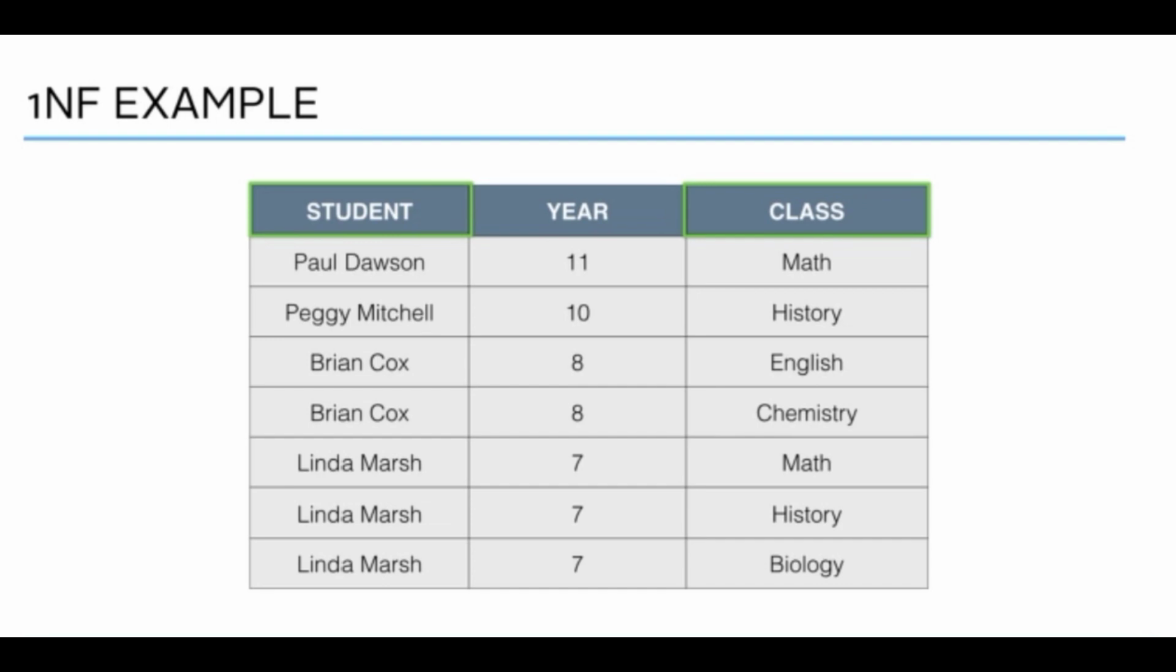So we have a primary key, we have no repeated rows of data, and we have no column with more than one value. Now you could argue that this actually increases the data redundancy, and you would be correct, because we have Brian Cox, Year 8, entered twice, and we have Linda Marsh, Year 7, entered 3 times into this table, whereas before we just had it entered once for Brian Cox and once for Linda Marsh. But this is only the first level of normalization, and our data is better organized. We have no columns with multiple values in our table.